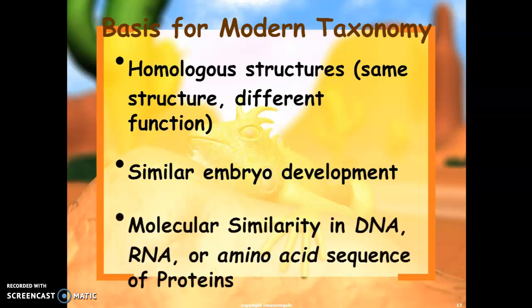So what is the basis for modern taxonomy? Homologous structures. Remember homologous structures? Same structure but different function. The arm of a human, the flipper of a whale, the leg of a horse. Another basis for modern taxonomy is similar embryo development. And of course, DNA, RNA, and the amino acid sequence of proteins.